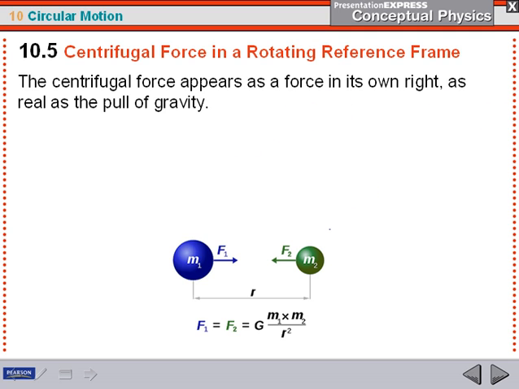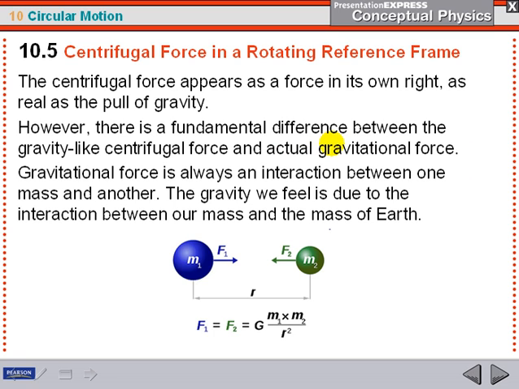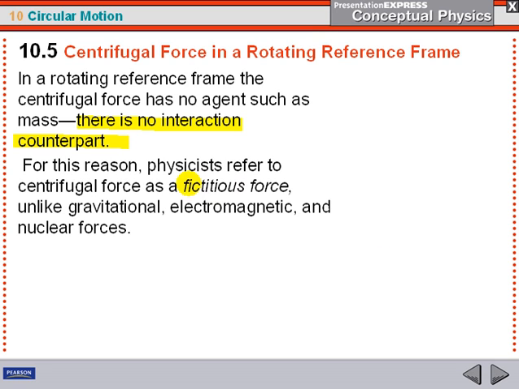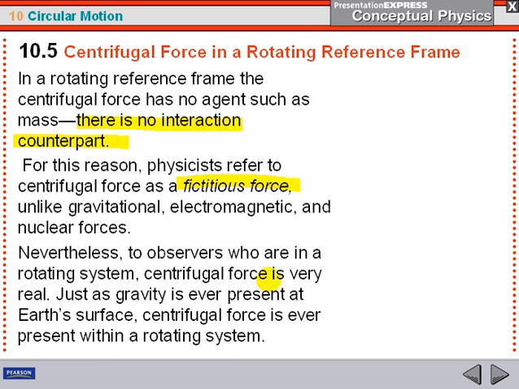So the centrifugal force appears as a force in its own right, and it feels just like gravity. However, there's no interaction. There's always an interaction between two pairs of forces, and in gravity, we know that we pull on the Earth, the Earth pulls on us. There's an interaction. But in the rotating frame of reference, there is no interaction for the ladybug feeling the centrifugal force. So we call the centrifugal force a fictitious force. And somebody in a rotating system might say, wow, I feel a force that's pushing me down, just as it feels like gravity. But it actually doesn't exist.